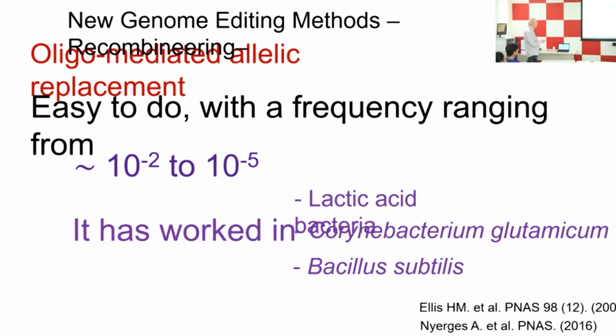And they can go between 10 to the minus 2 to 10 to the minus 5. 10 to the minus 2 means that even without any external selection, 1 out of 100 colonies will carry the mutation. And this is something that is very useful because 100 colonies is something that you can handle yourself with no problem. Okay?